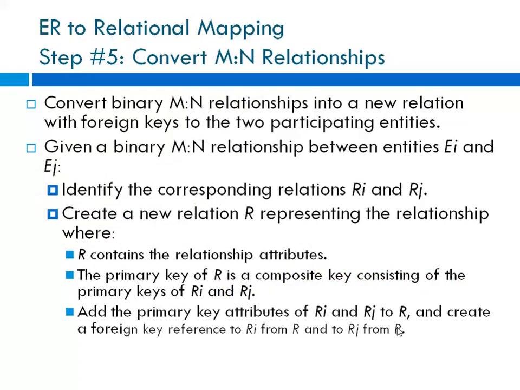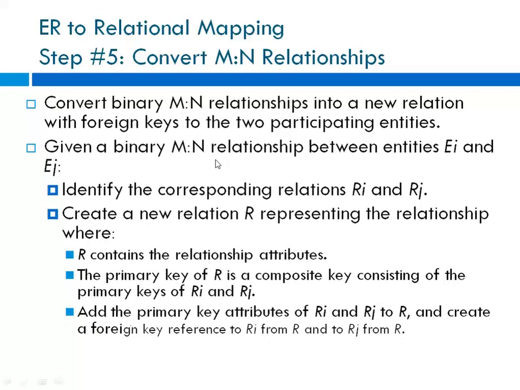Now next is step number 5, convert many-to-many relationships. Convert binary many-to-many relationships into a new relation with foreign keys to the two participating entities. So here two participating entities have the many-to-many relationship. For that we have to use their primary keys as foreign keys in a new table. So how is it done?